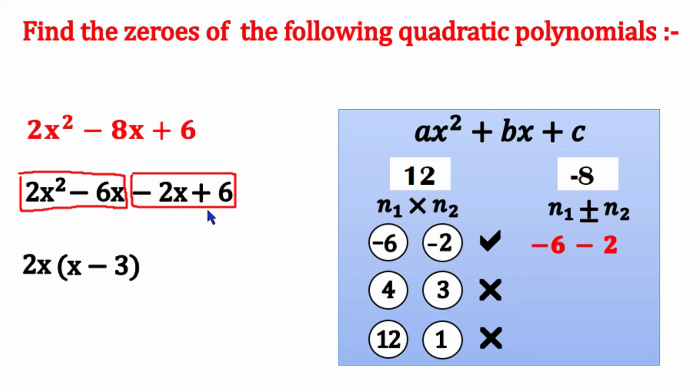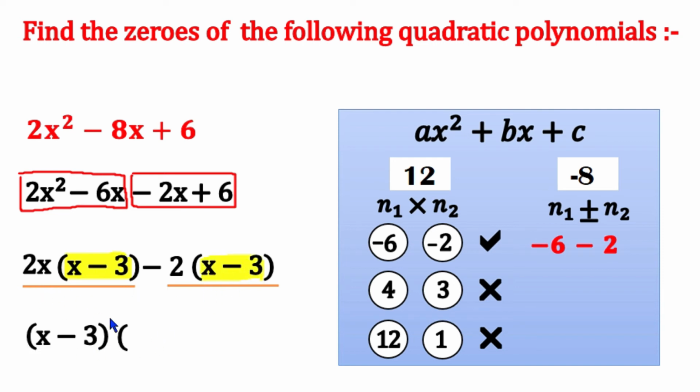What is common in the third and fourth terms? If we take −2 as common, in the third term x remains, and in the fourth term −3 remains. Now observe this expression. It has two terms and both terms contain x − 3. So we will take x − 3 as common. In the first term, 2x will remain and in the second term, −2 will remain. So these are the two factors of the given polynomial.